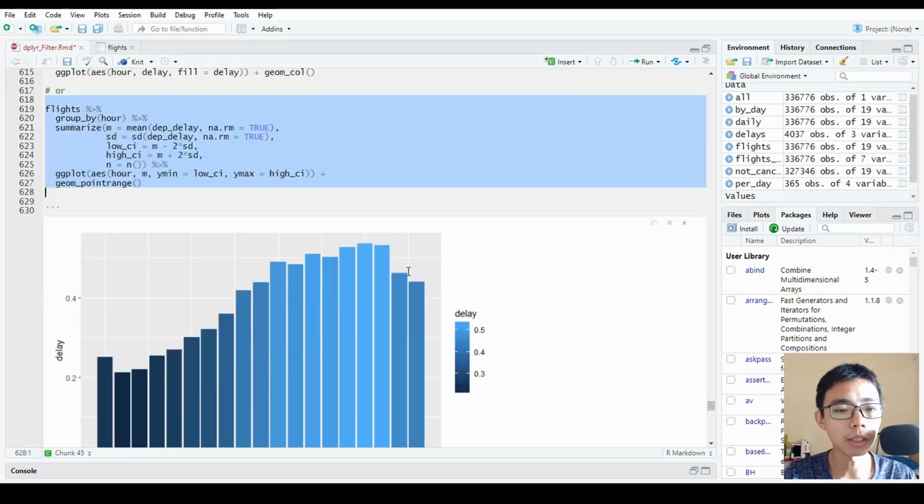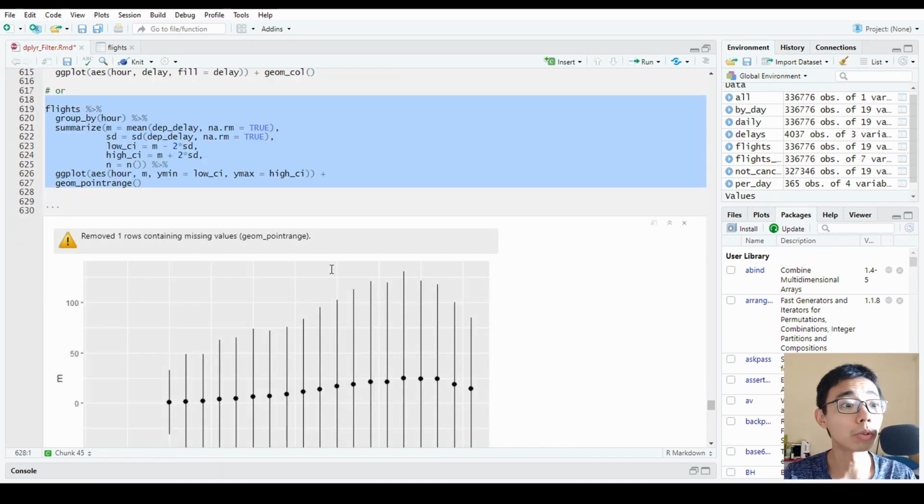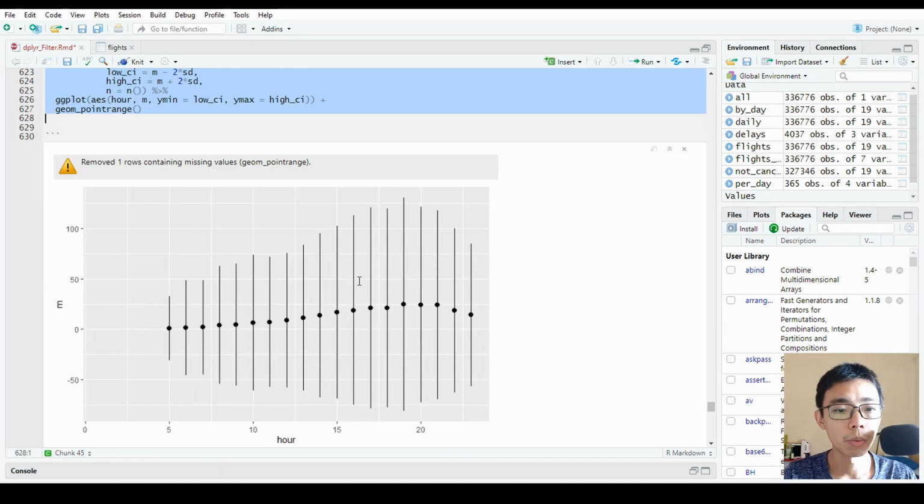So if we do not want to use a geom column, we can also use something called geom point range, which actually gives us a similar trend, but instead of just giving us one number like the column chart that we had just now, this one will also give you the spread of the delay. So as you can see, the result is somewhat similar, and around 7, 8, 9 o'clock has the worst delay, and 5, 6, 7 has the least amount of delay.